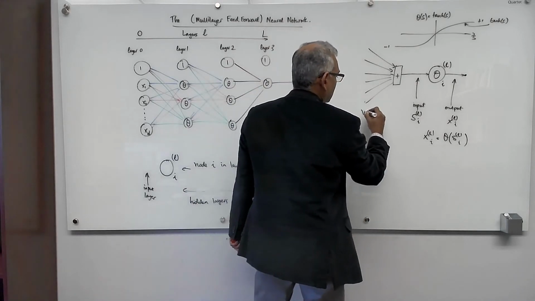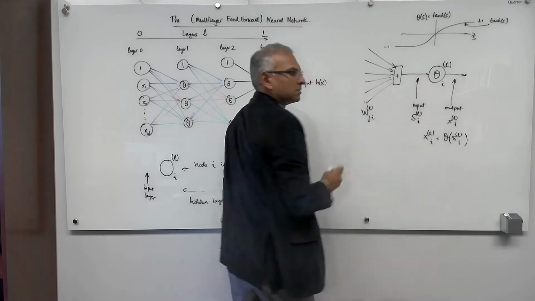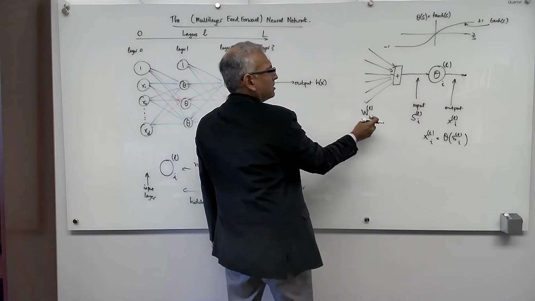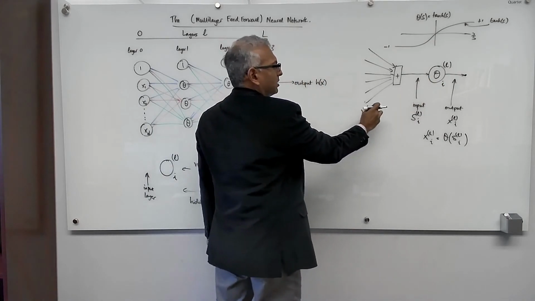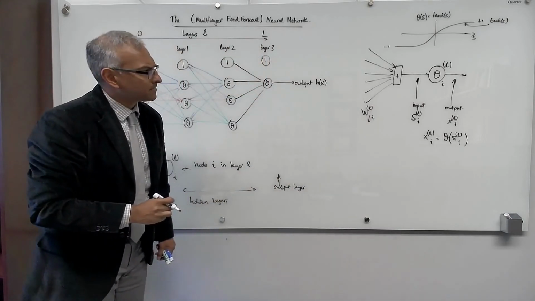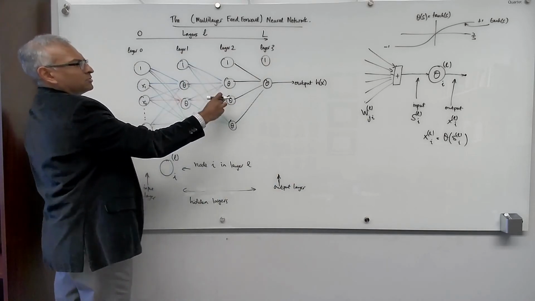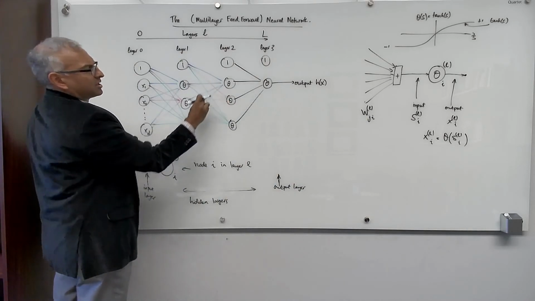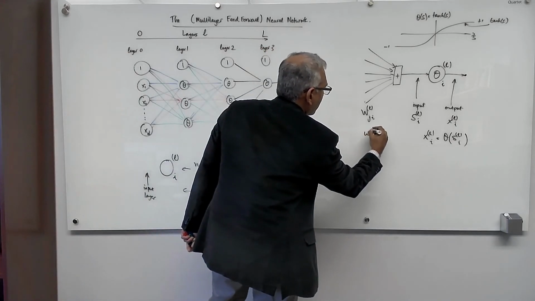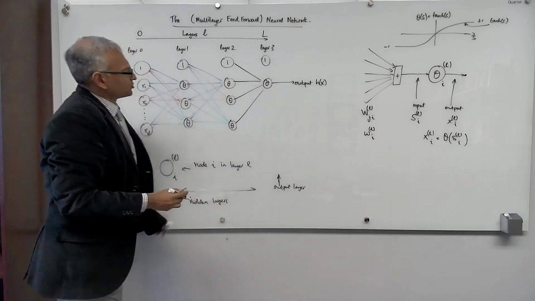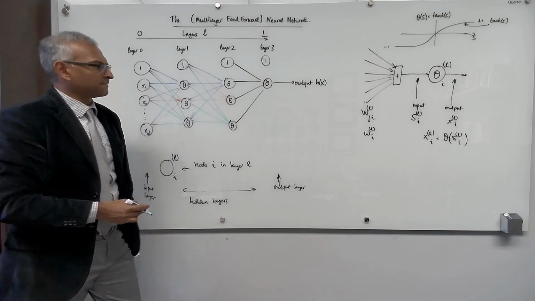We will call this weight W_L,JI. This is node I, so from the previous layer's node J to the current layer's node I, the weight is W_L,JI. In fact, you could summarize the weights coming into this node as just a perceptron, which we could call W_L,I. So there's a perceptron coming into this node.